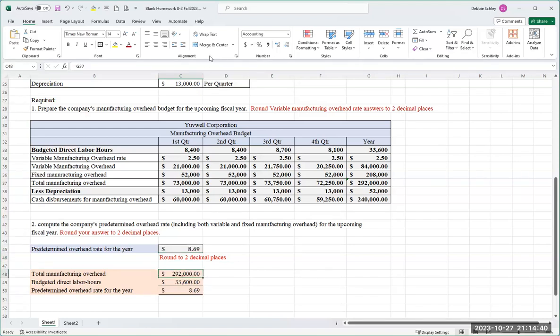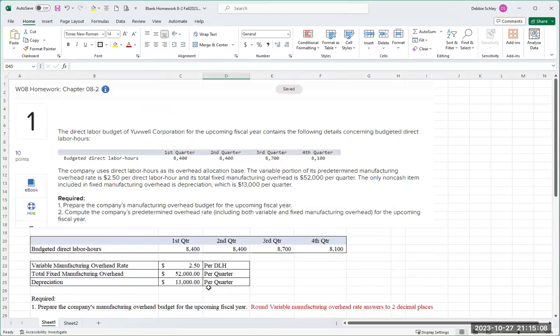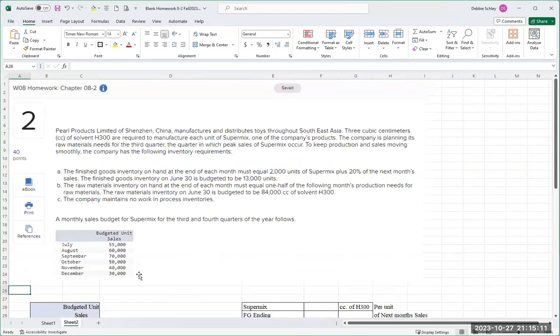Again, that is total manufacturing overhead, right there from the year column. This is from required one. And then budgeted direct labor hours also from the year column, that top line. And you take the cost divided by the hours, and that gives you your predetermined overhead rate for the year. Okay, so there's question 1. Question 2.